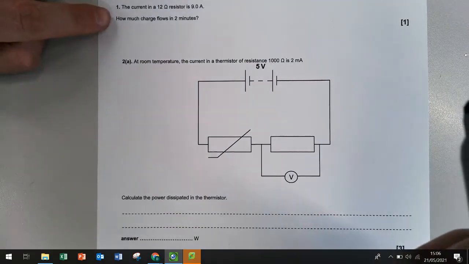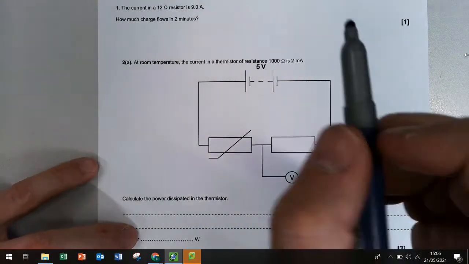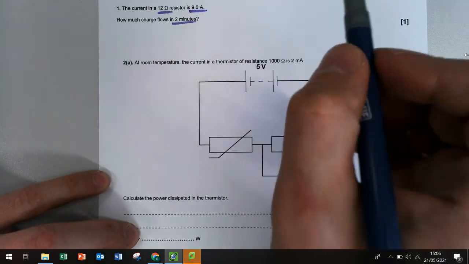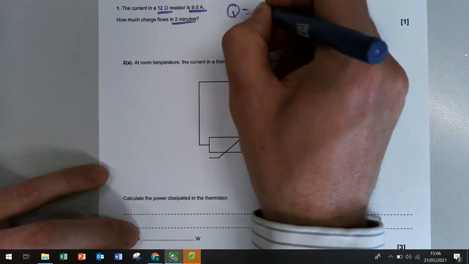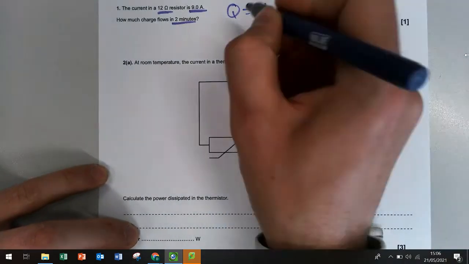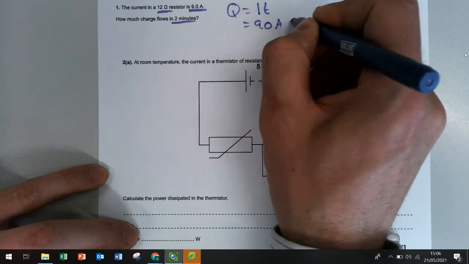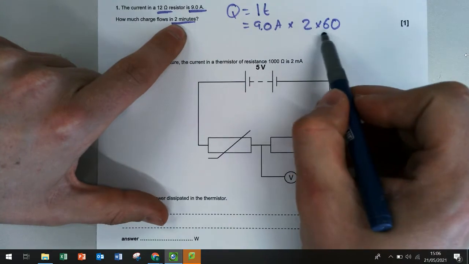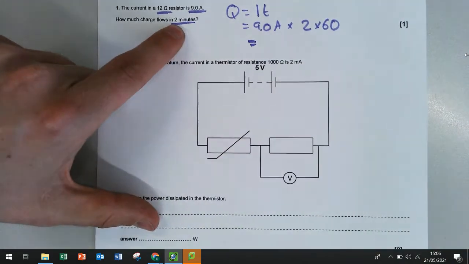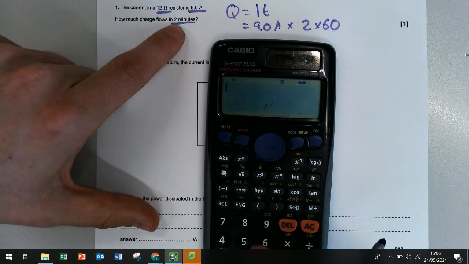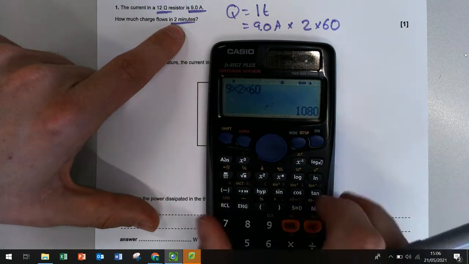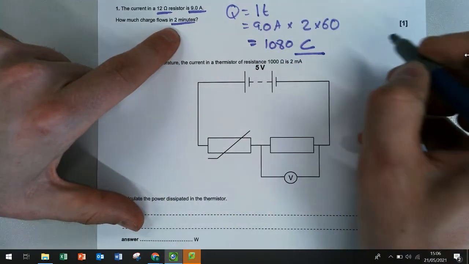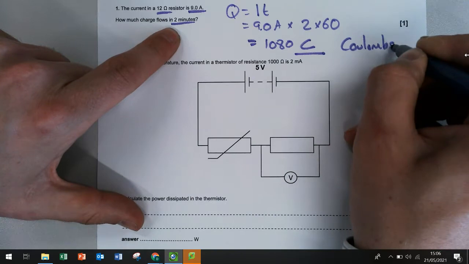So part 1 asks how much charge flows in 2 minutes. So we've been given charge, current and resistance. What should hopefully come to mind is charge is current times time. The current is 9 amps and the time is 2 minutes, but we want it in seconds, so we have to multiply by 60. So 9 times 2 times 60 gives us our answer, which is 1080 coulombs. Coulombs is the unit of charge.